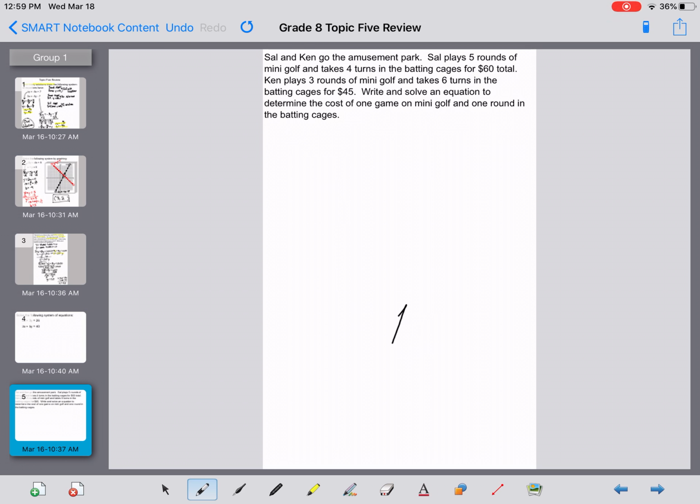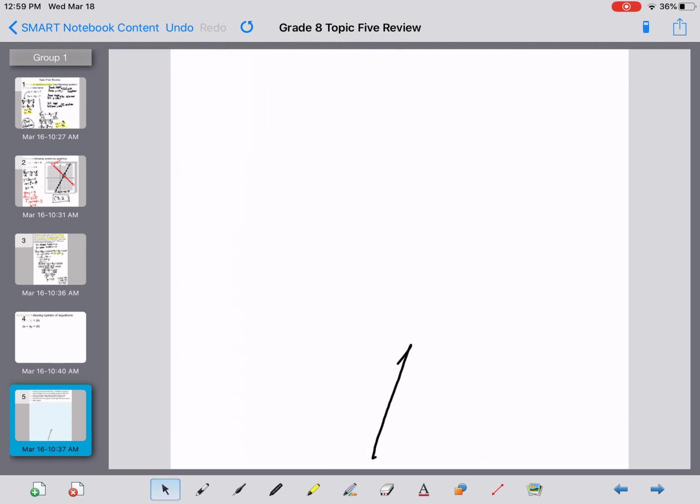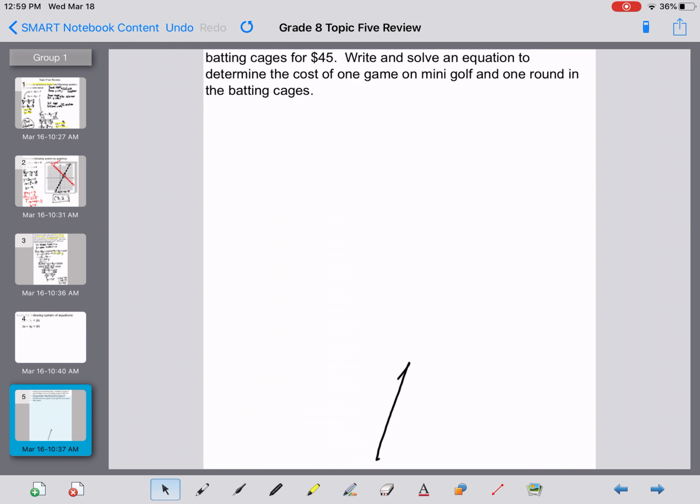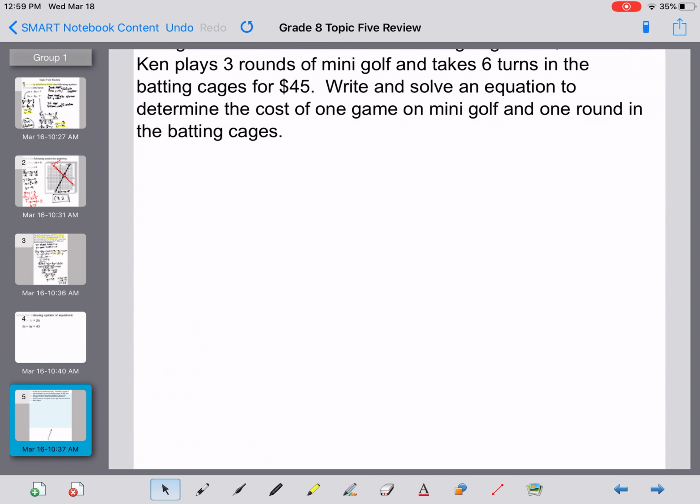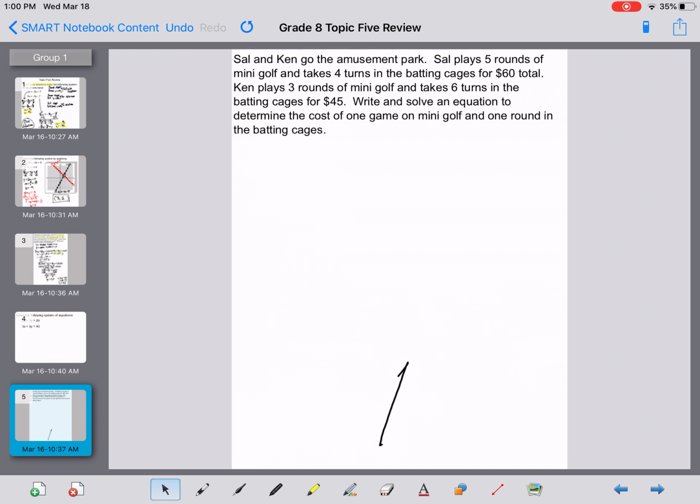And the last question we're going to do. Sal and Ken go to the amusement park. Sal plays 5 rounds of mini golf and takes 4 turns in the batting cages for $60 total. Ken plays 3 rounds of mini golf and takes 6 turns in the batting cages for $45. Write and solve an equation to determine the cost of 1 game of mini golf and 1 round in the batting cages. Take a second to copy down the question.